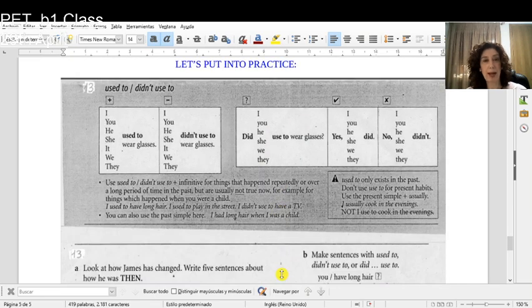Let's put into practice. Here you have how we make the affirmative, used to plus infinitive, the negative, didn't use to plus infinitive, and the interrogative form: auxiliary, subject, infinitive, used to plus infinitive. Another verb, yes I did, no I didn't is the short answer.